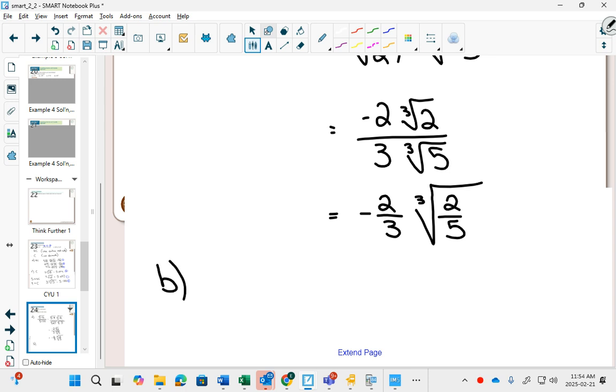Part B wants us to write this, negative 3, fourth root.